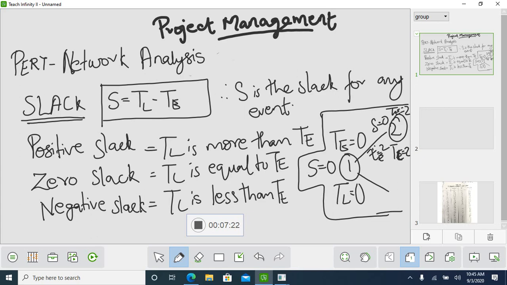So if you see zero slack, TL is equal to TE. In this case, adequate resource. And if you see negative slack, TL is less than TE. In this case, it is a lack of resource. So these are the three types of slack.